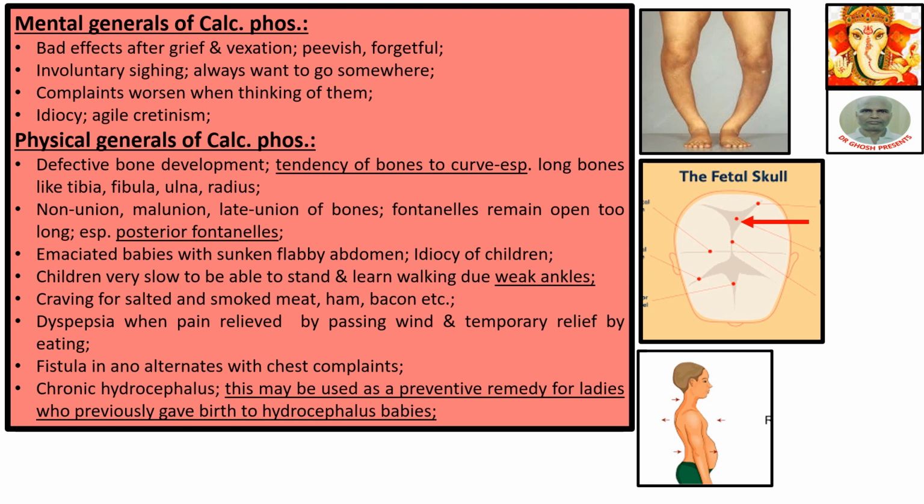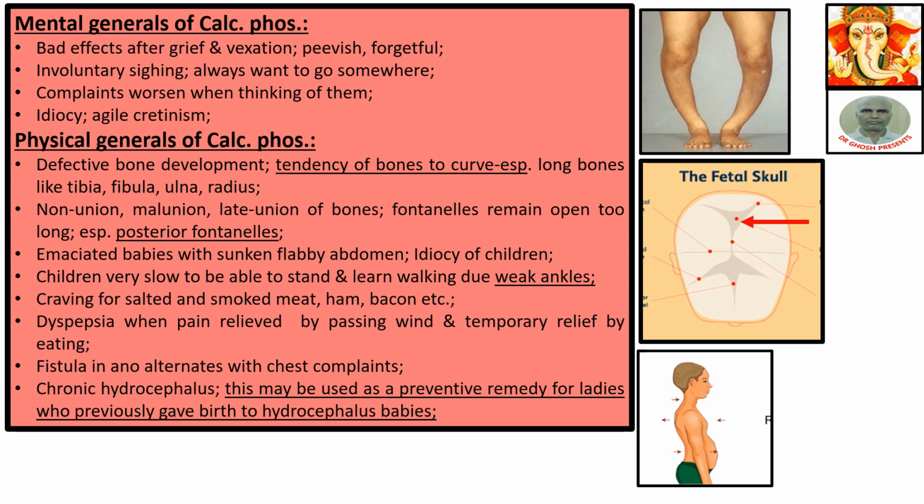Mental generals of Calcarea Phos. Bad effects after grief and vexation. Peevish, forgetful. Involuntary sighing, always want to go somewhere. This is a very important symptom of Calcarea Phos. Calcarea Phos patients are always on the move. Complaints worsen when thinking of them. Idiocy, agile cretinism. Mind the term, agile cretinism. Cretinism is some sort of very much idiocy, but in that particular disease there is agility in the patient.